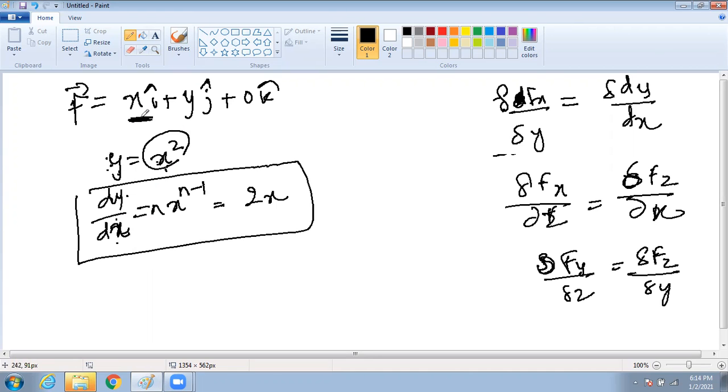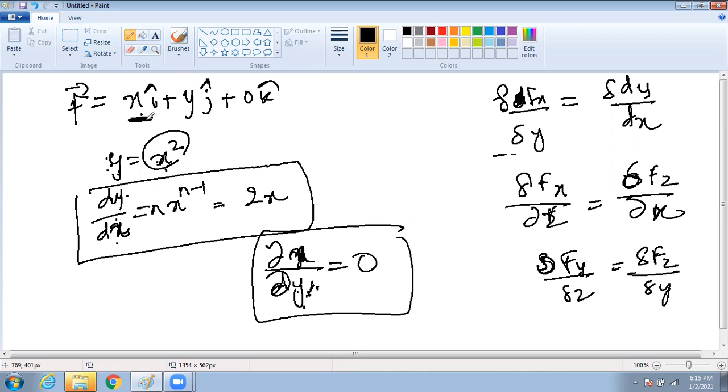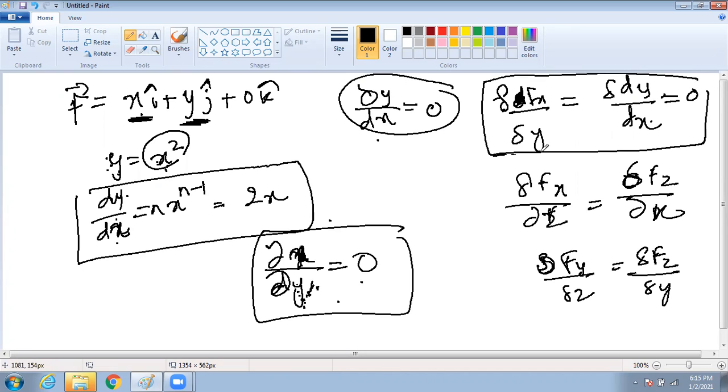But now if I say ∂x/∂y, can I differentiate x with respect to y? x and y are two different variables which are not in relation. That means ∂x/∂y will become 0. That means x is not changing with respect to y. x is constant with respect to y. Similarly, for the y component, ∂y/∂x is also 0. If this is 0 and this is 0, that means both are equal. Clear?